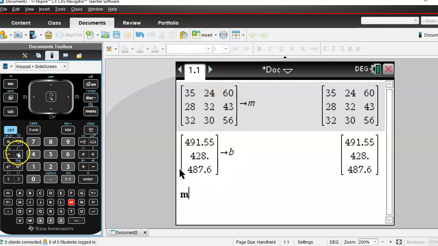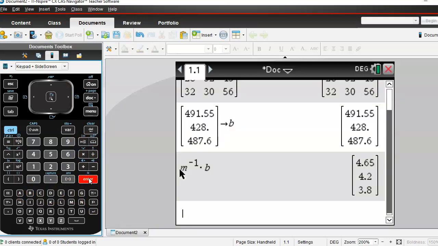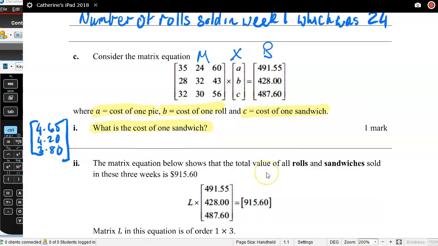So inverse of X, to the power of -1, times by matrix B. All right. So we get a matrix here of 4.65, 4.20, and $3.80. So our cost of one sandwich is $3.80.